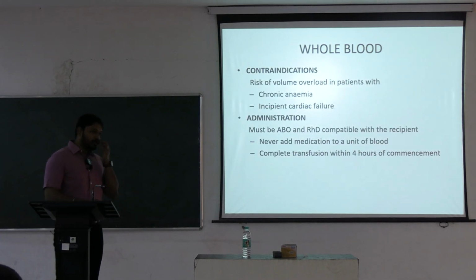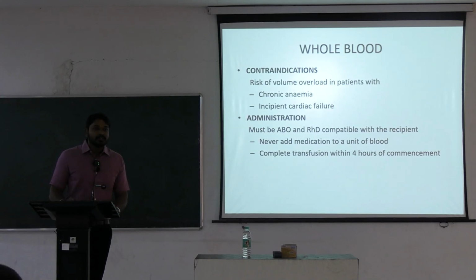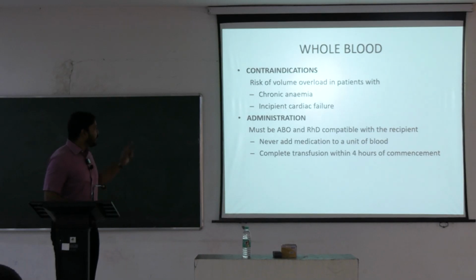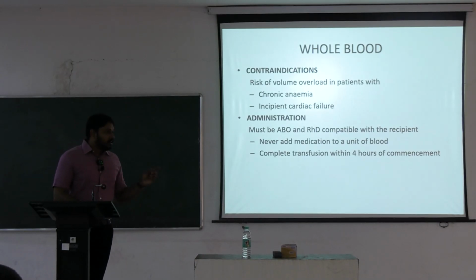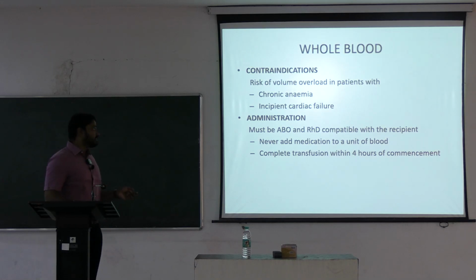When will you not give whole blood? See, this whole blood has 450 ml. You are trying to transfuse 450 ml just like that. In patients like chronic anemia or in cardiac and renal patients, this will cause circulatory overload. Suddenly when you give this much amount of blood, the heart will not take it. So they can go into failure or pulmonary edema and things like that. So we should not give whole blood in those patients.